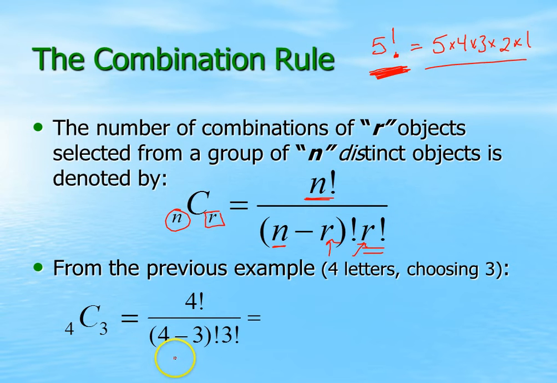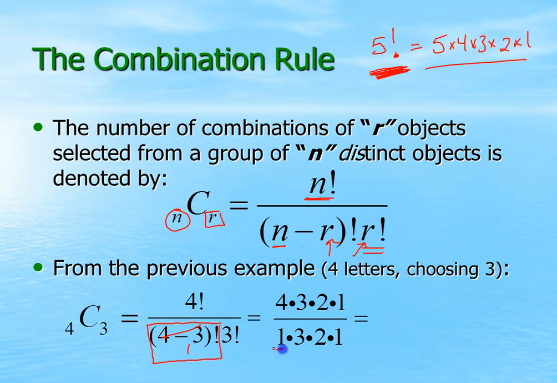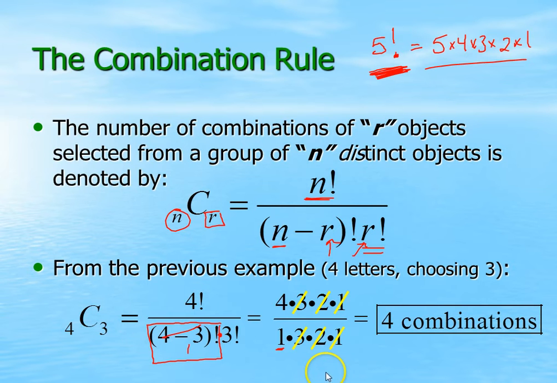So again, we're going to start by doing this by hand. 4 minus 3 is 1. So I have 4 factorial on top. Well, what's that going to look like? 4 times 3 times 2 times 1. And on the bottom, I've got 1 factorial, which is just 1, times 3 factorial, which is 3 times 2 times 1. Well, what cancels? The 3, the 2, and the 1s. So all we have is 4 over 1. So 4 choose 3 is 4 combinations, just like we said a minute ago.